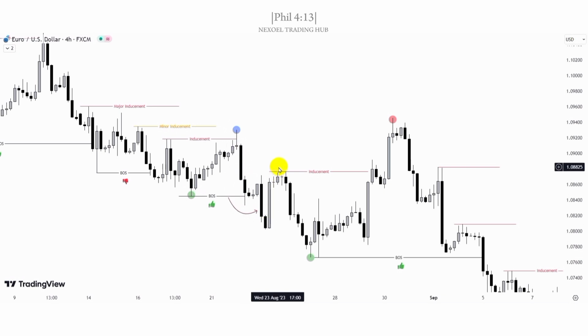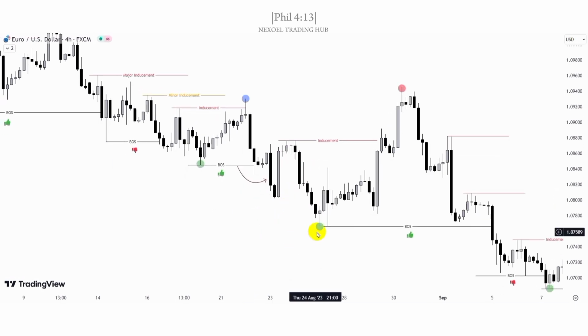And now we have the pullback. Price to cut this high point. So we have the pullback to the upside. Now we can see this is now the inducement price created, and then we have the fall of price to the downside. So this is now our valid low points.